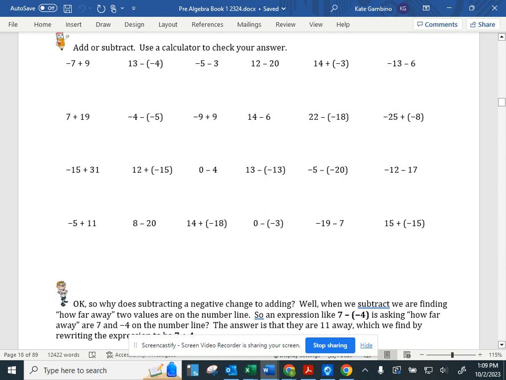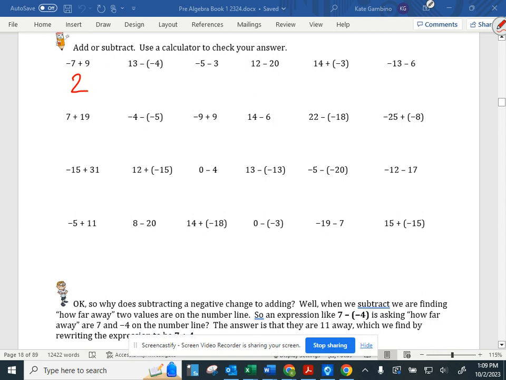So add or subtract. We're not going to use our calculator right now because we're just going to do some together. If I have negative 7 plus 9, where would I end up on my number line? Lucas? You would be going to the right. I would be going to the right. Where would I end? You would end at positive 2. Yes, positive 2.